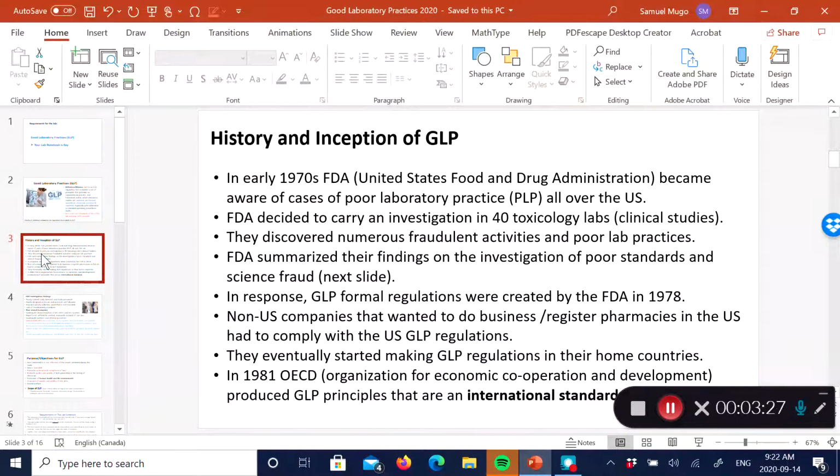Now, all non-US companies that wanted to do business, especially related to clinical studies and drug formulation and marketing of those kinds of drugs, had to abide by the US GLP regulations. Now, in 1981, because of that requirement, the OECD produced the GLP principles that are now an international standard, by which most of the companies have to abide by. And of course, there are many countries that are part of the OECD, so maybe you guys can take a look at which countries are part of the OECD.